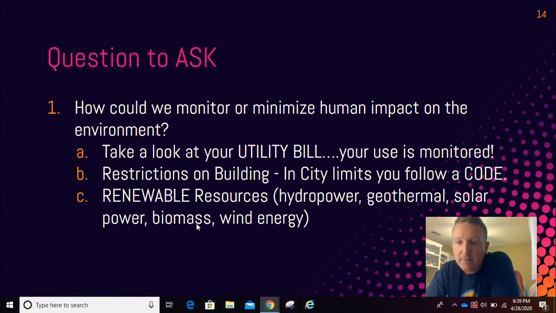Biomass, burning waste or using that biomass or waste in an effective way. Wind energy. I mean, go across the state of Kansas into Colorado, and you see tons of wind turbines right across the area, and they're all facing pretty much California. They're facing the west. Why? Because the westerlies come through. So they're using the resources that they have.